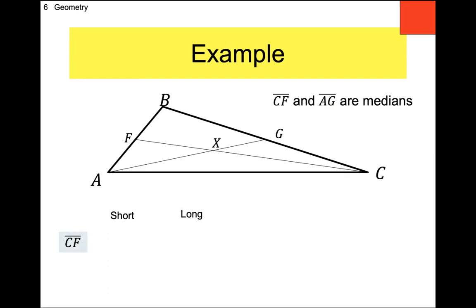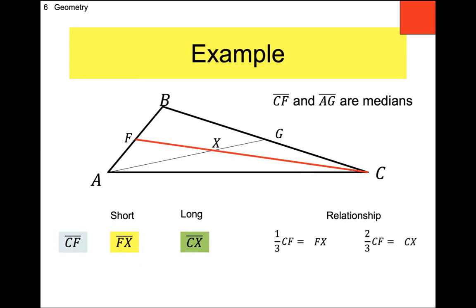So if we look at CF, that's the entire piece, that's the median. And from the centroid, that breaks it up into a short piece and a long piece. So the short piece is FX, and the long piece is CX. And we know that the relationship between the short piece and the long piece is 1/3, 2/3. So FX is 1/3 of the entire distance of CF. And we know that 2/3 of the entire thing is the long piece. So 2/3 of CF, the entire thing, and yes, we're going to do some math with fractions here in a second, is equal to CX as well.